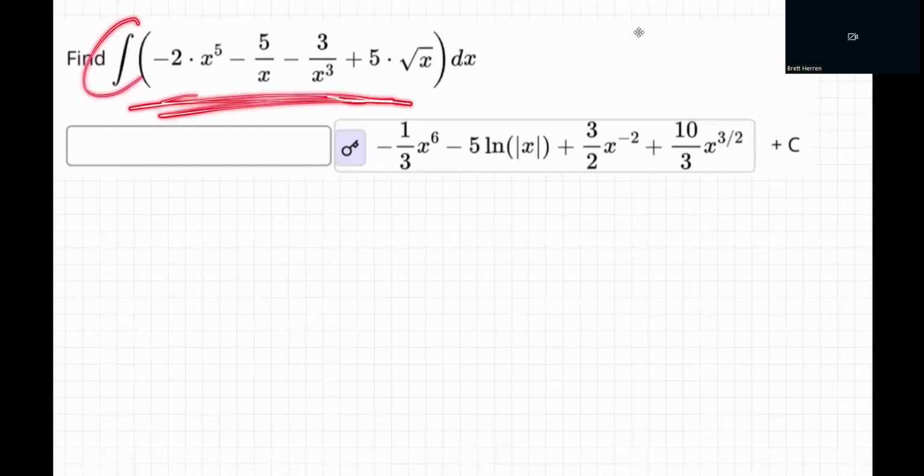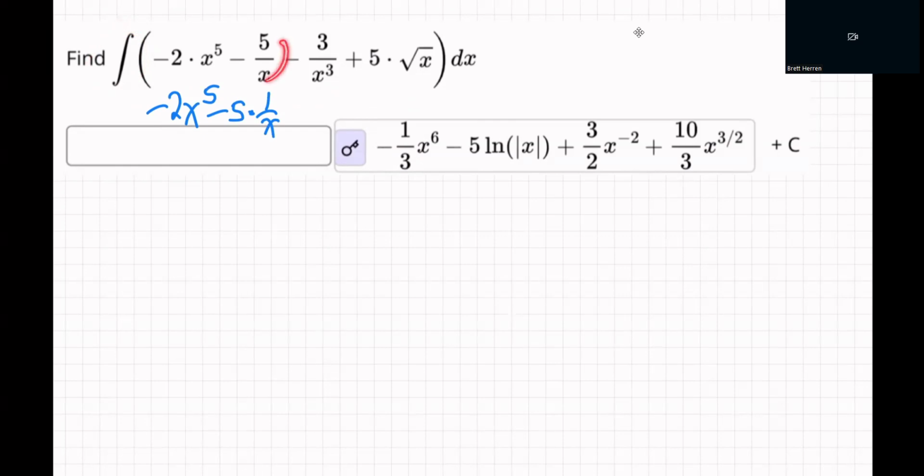We're going to do the integral, the antiderivative of this. I'm going to first rewrite it. This is minus 2x to the fifth. That didn't change anything. This is minus 5 times 1 over x. Just easier to look at it that way. You might wonder, why didn't you bring that x up, make it x to the minus 1? Well, because I know 1 over x is natural log. So I just know it. Enough practice, you will too.